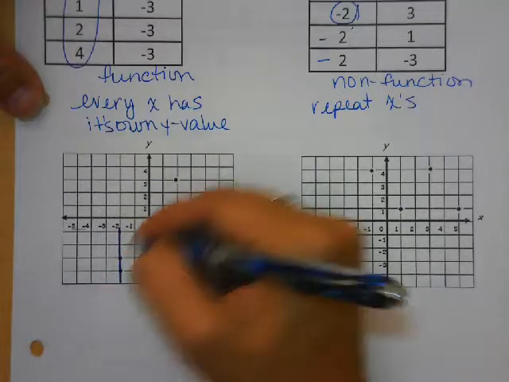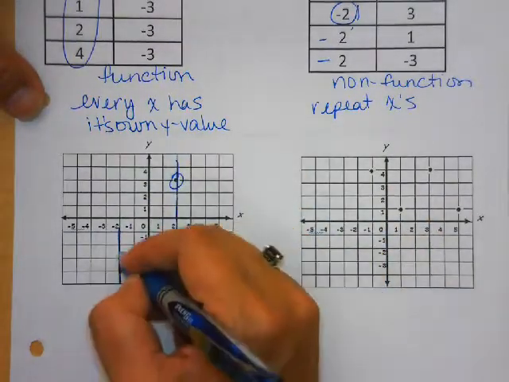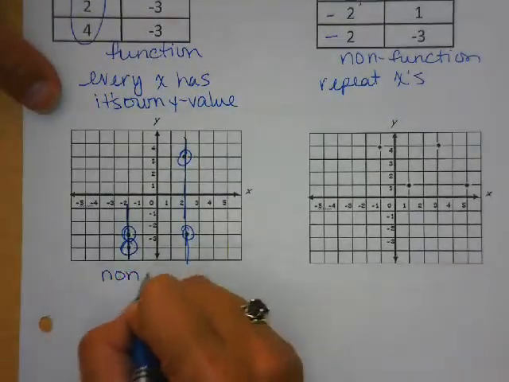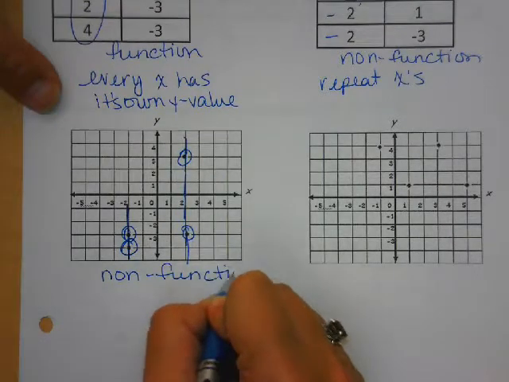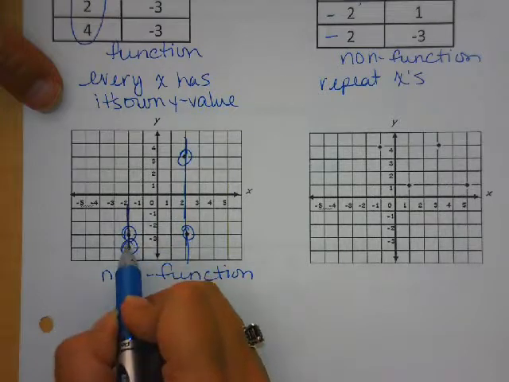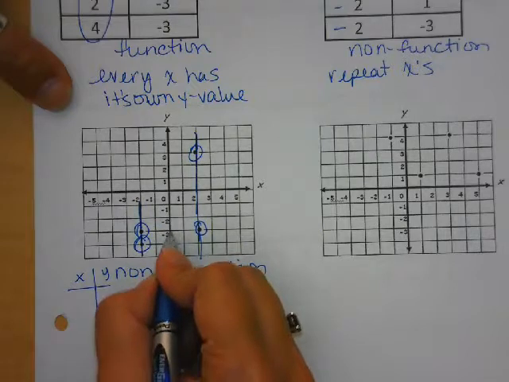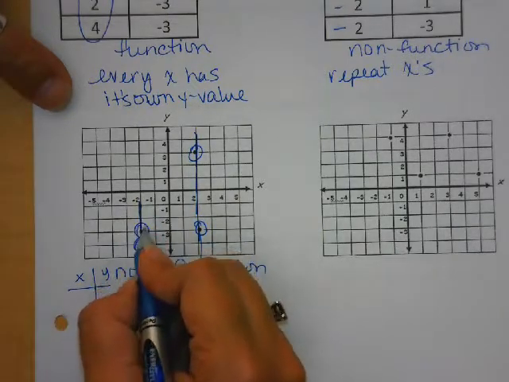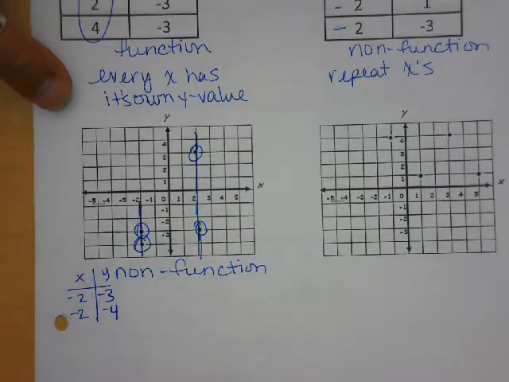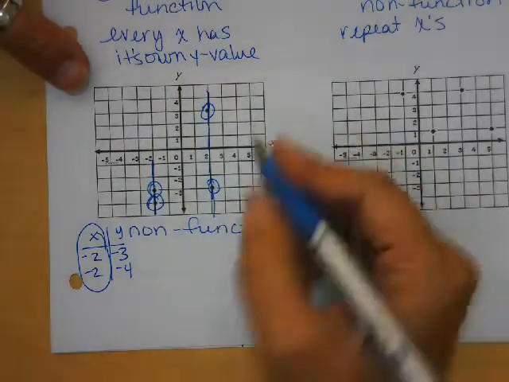On a graph, we're looking at a vertical line test. So I'm going to draw a vertical line through my dots. I can see I have 2 dots that touch each vertical line. So this is a non-function, because what that means is that my x's are repeated. So these coordinates right here, if I was to give them points and make a table, this coordinate is negative 2, 1, 2, negative 3, and negative 2, negative 4. So I can see that my x's are repeating. That's why it doesn't pass the vertical line test.